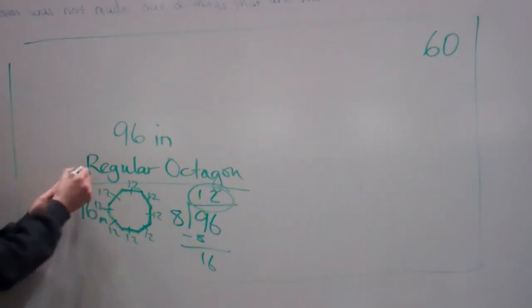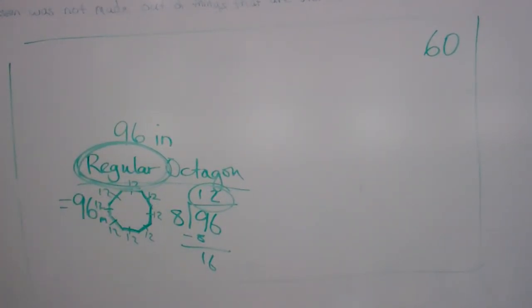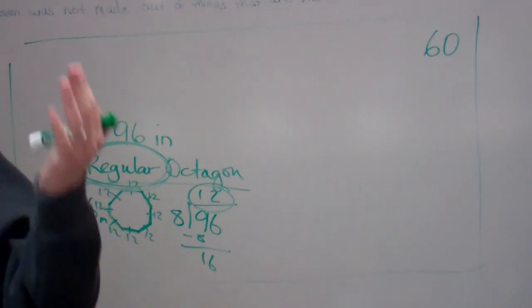Yes. So this information right here was the most important thing you knew about this octagon, because knowing that it's regular means that all the sides are going to be the same, which is very important for us to know to figure out each side. Everybody got it? That's lesson 60.